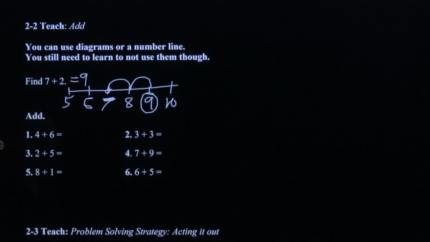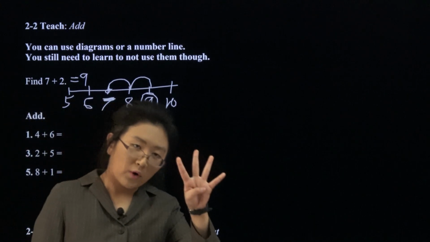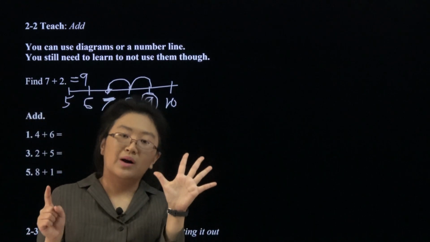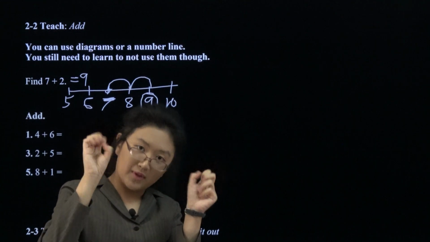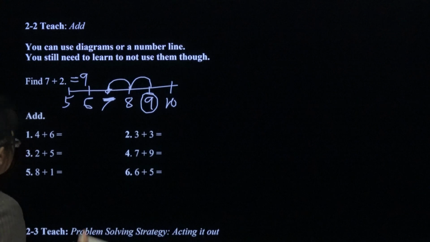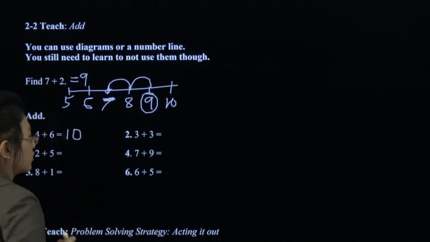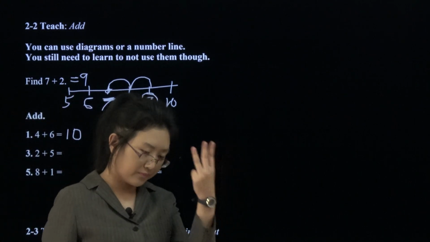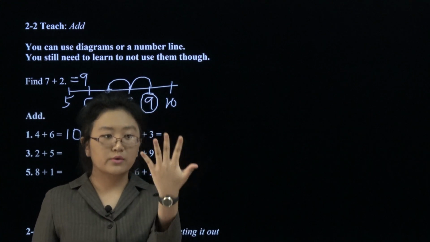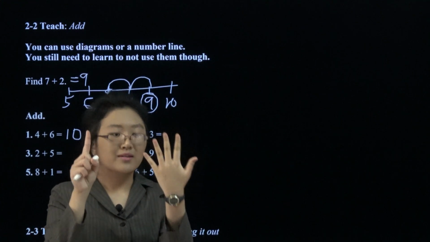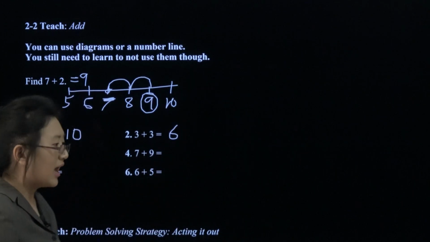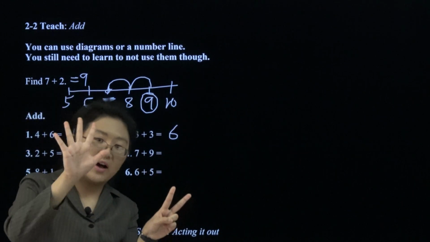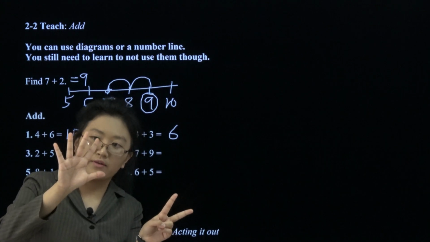All right, 4 plus 6. Start at 4. 1, 2, 3, 4, 5, 6. 10. 4 plus 6 equals 10. 3 plus 3 is equal to 6. 1, 2, 3, 6. 2 plus 5: start at 2, and then you add 5, 1, 2, 3, 4, 5, 6, 7.